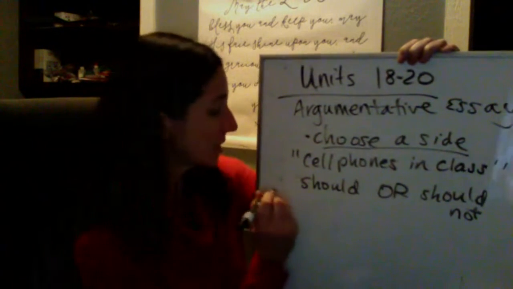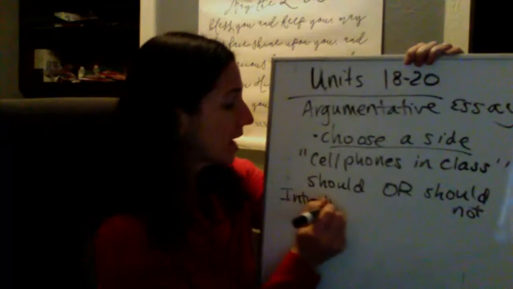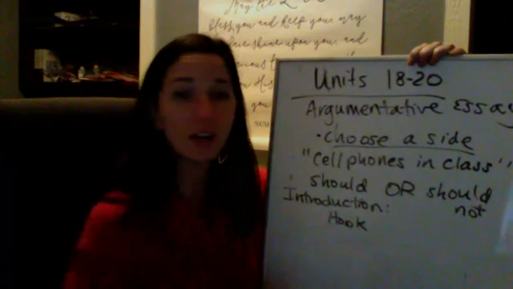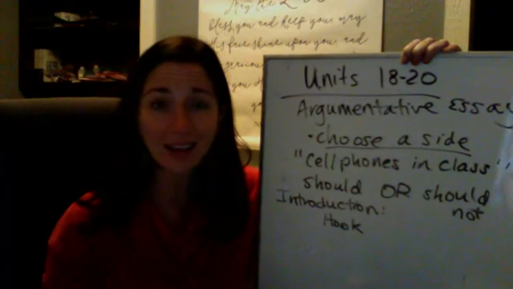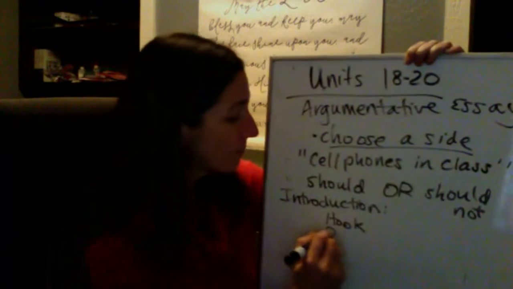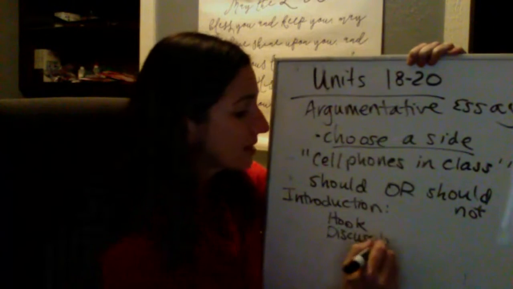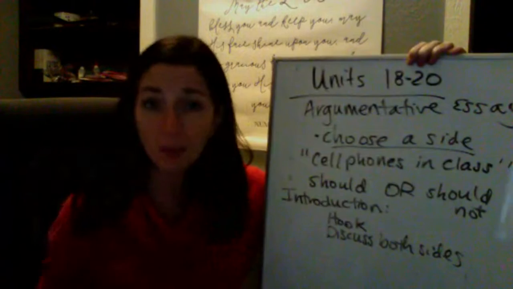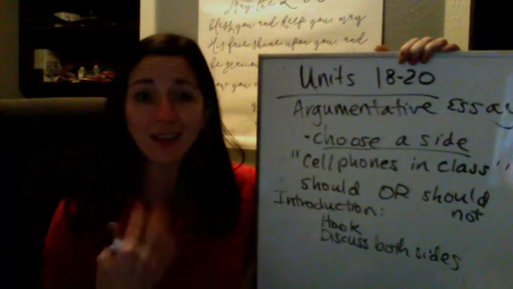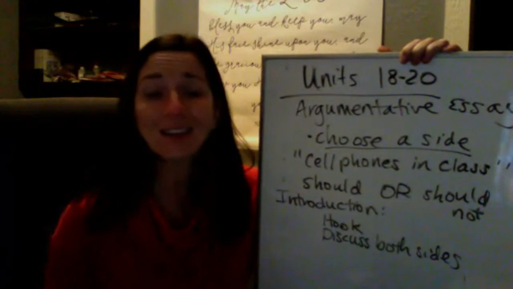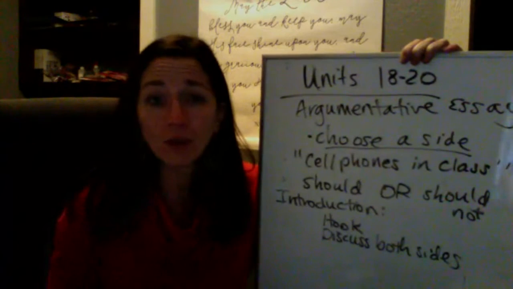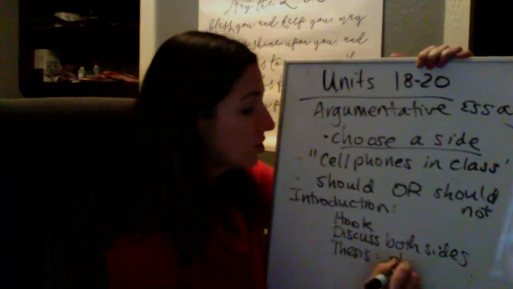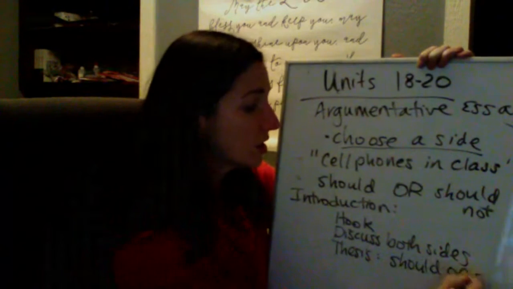The introduction is a little bit different than others. In the introduction, we are always going to have a hook, and you can choose whatever kind of hook or attention getter you like. Then you have to discuss both sides. This would be the time in your essay where you can talk about how some people think we should have cell phones in class, other people think we shouldn't, and this is a little bit of their point of view.